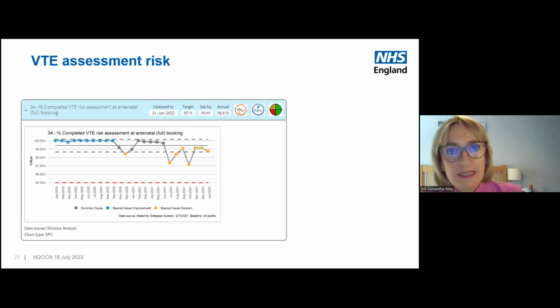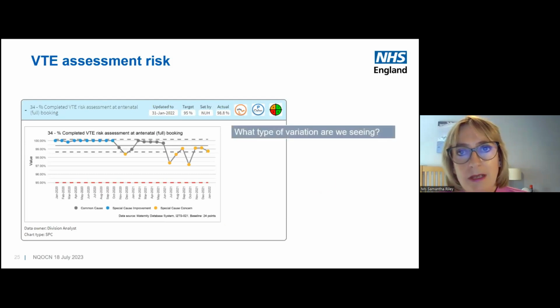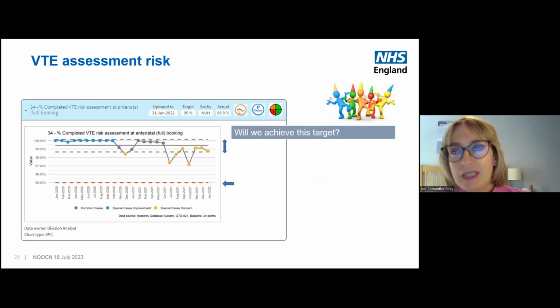Here's an example from another trust that we've worked with, the trust in the middle part of England. So here we can see the percentage completed VTE assessment risk at antenatal booking. So what type of variation are we seeing? Well, we can see orange dots at the end of this chart. So that's definitely of concern. Will we achieve this target? So the target is the red dotted line on this chart. That's at 95%. Well, we are going to achieve this target.